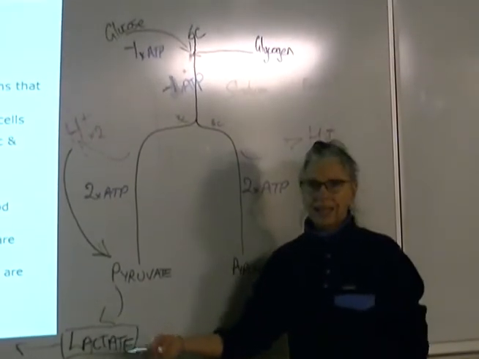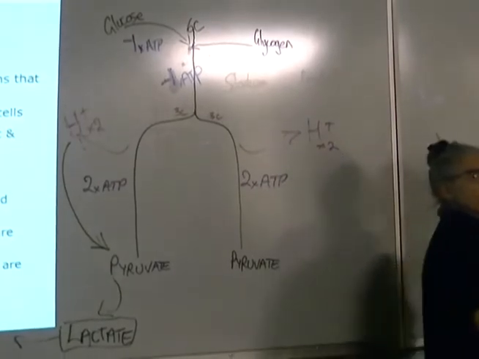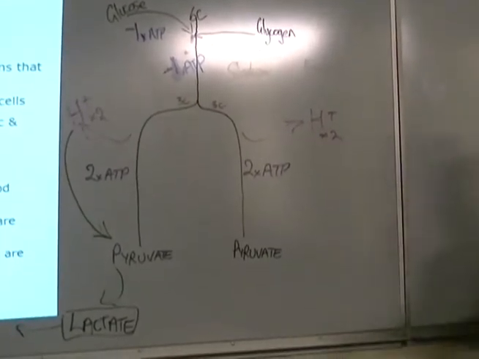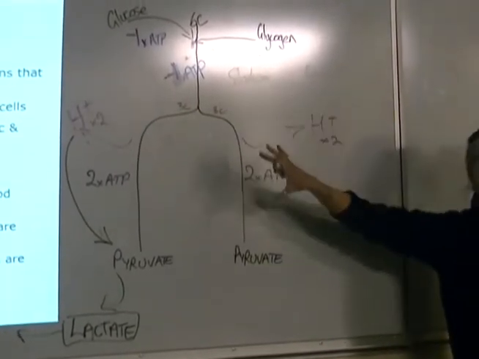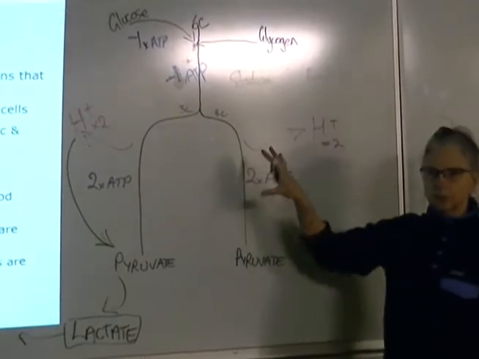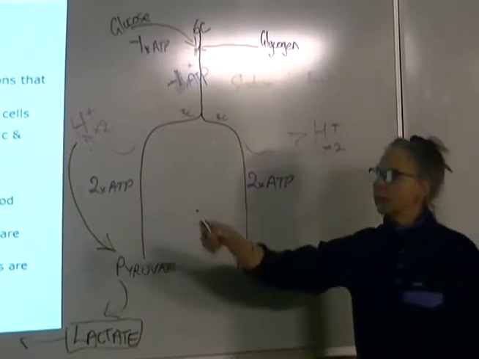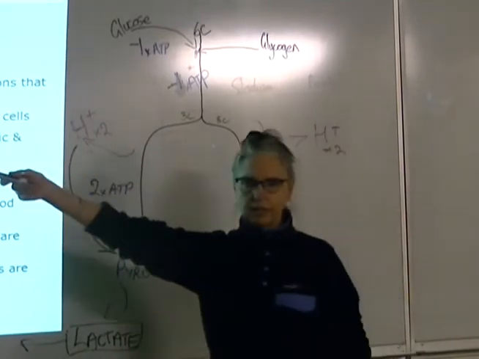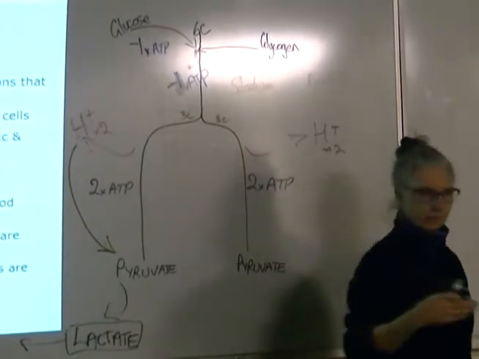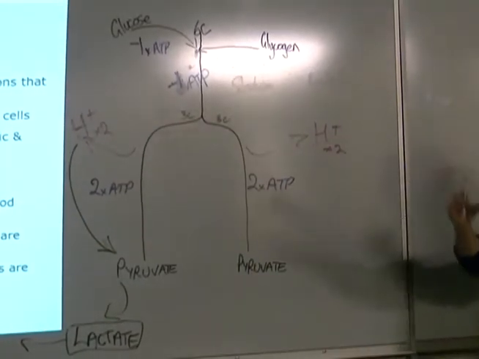Okay, so blood lactate levels increase for athletes who are working within the glycolytic system. They don't increase for athletes who are working in the ATP-PC system. You don't produce lactate in that system.